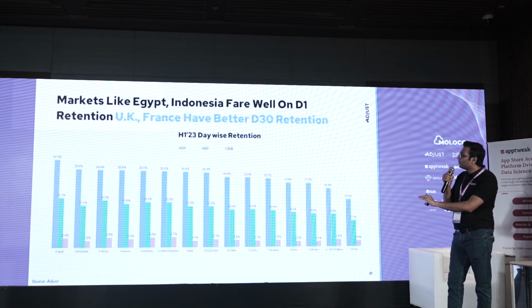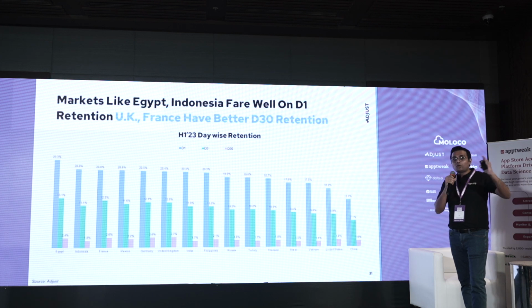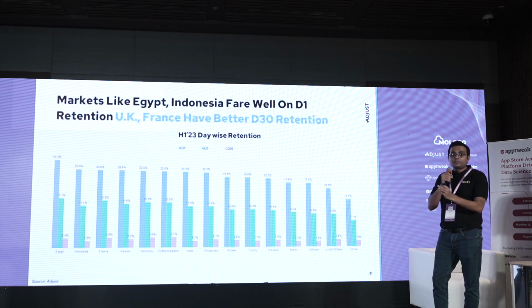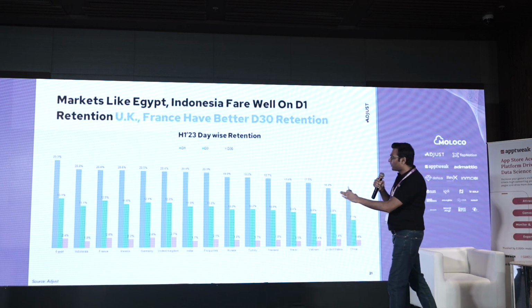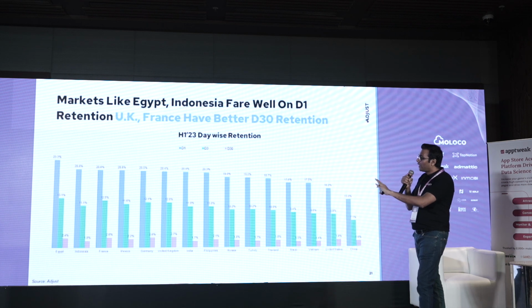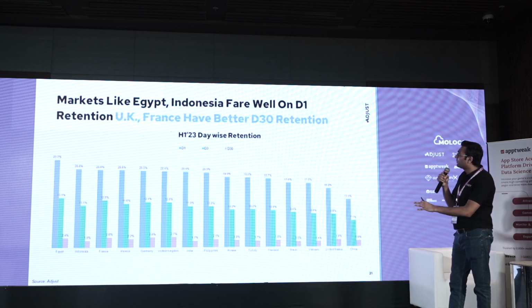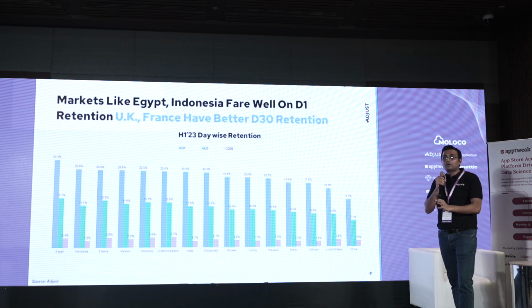And just one last metric is retention, because we have seen gaming app marketers who want to understand what the long-term retention, that is day 30, and short-term retention, like day 1, numbers look like. Again, these would have a higher impact on your revenue generation capabilities. Markets like Egypt, Indonesia, France, Mexico have a higher short-term retention, that is day 1 retention. But markets like UK and France have pretty high long-term retention, day 30 numbers. So these could be a good combination of data points to understand which markets to focus on basis your revenue generation capabilities.